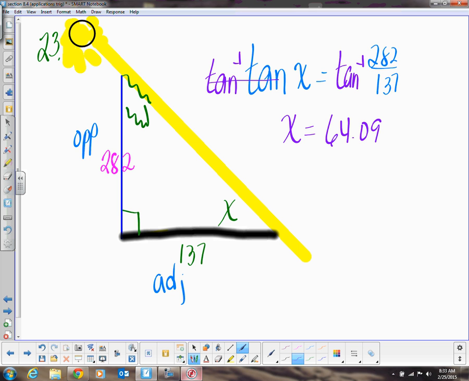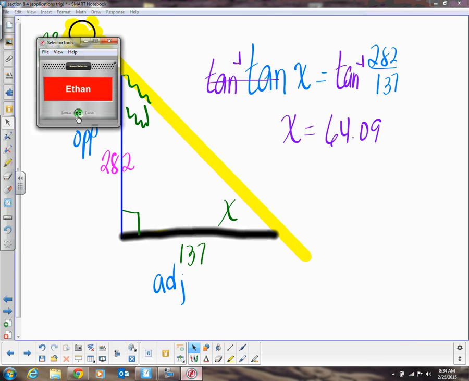64.09. You agree, Ethan? Yeah. Okay, so it says to the nearest degree. So what does that mean? Nearest degree. Hale?